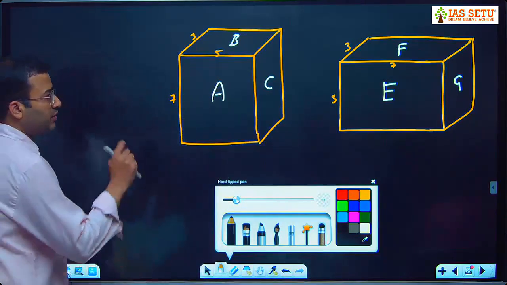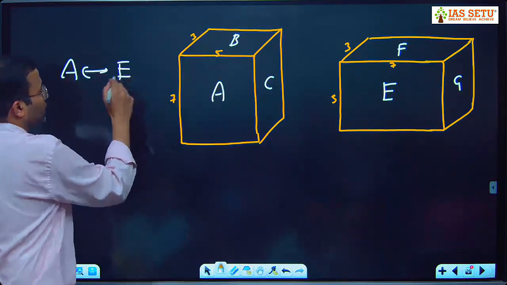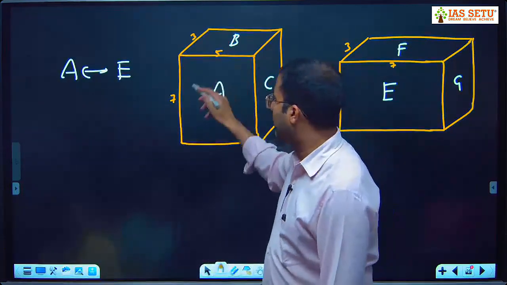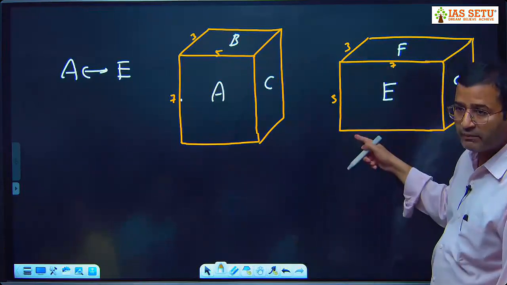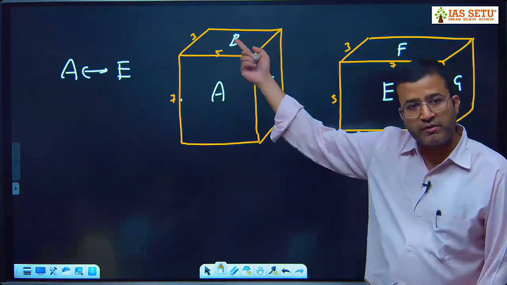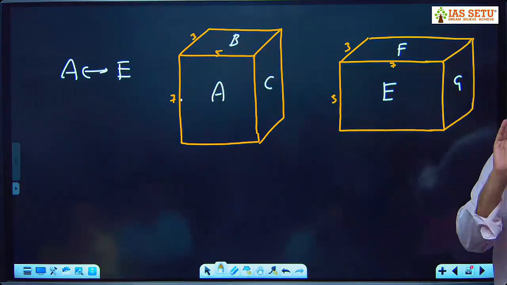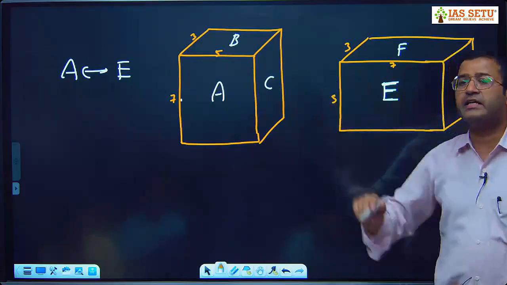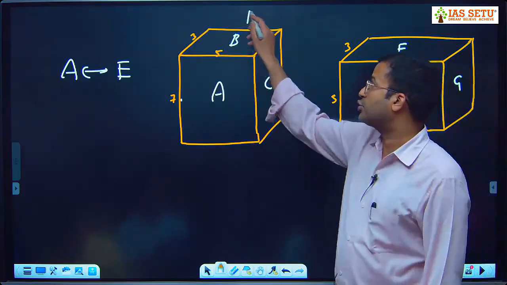My question number 1 to you: what is opposite of A? E. How did you say E? It is the 7 by 5 area. Only this area will match. Opposite of 7 by 5 should be 7 by 5 only. And there is only one face having area 7 by 5, E. Only the E area will match with A. So opposite of A has to be E.